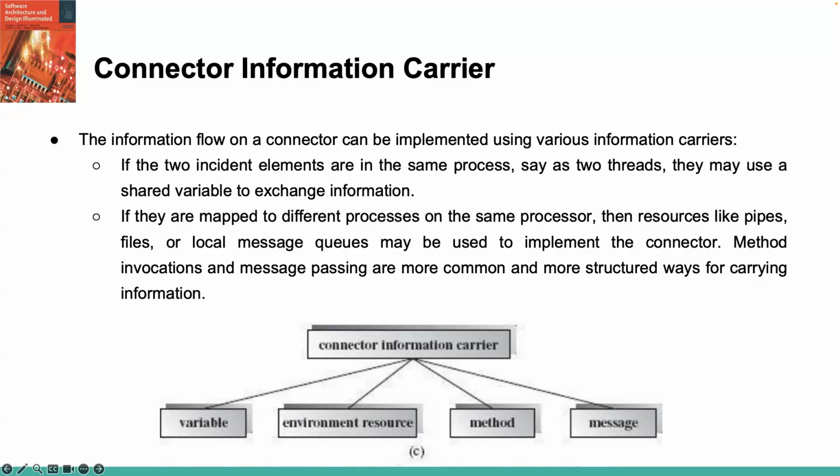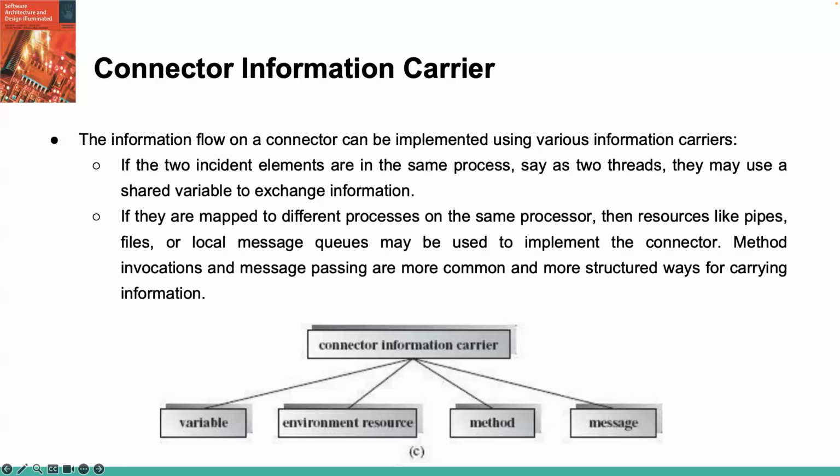Scenario one: same process, two threads. If the two parts of the system, called elements, are running in the same process, like two threads in the same program, the simplest way for them to share information is by using a shared variable. For example, think of two workers in the same room sharing a notepad. They can write information on the same notepad and can read what the other person has written. In this case, both thread 1 and thread 2 can access and modify the same data, just like sharing a notepad.